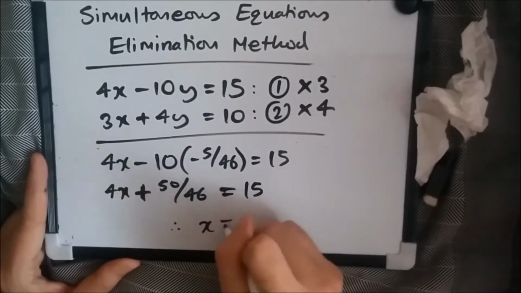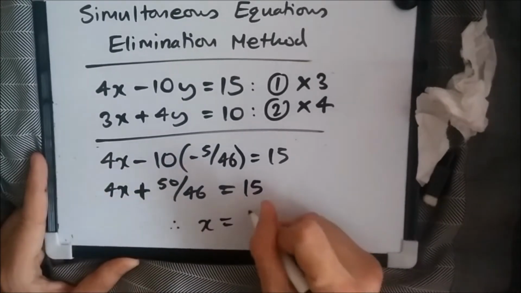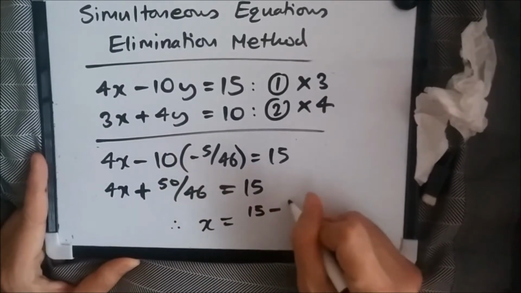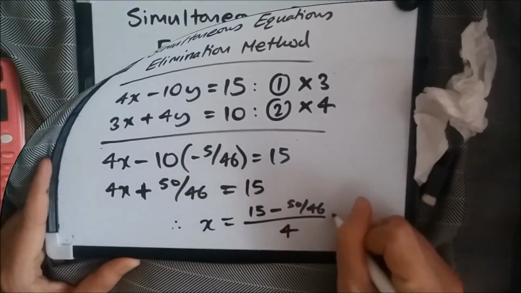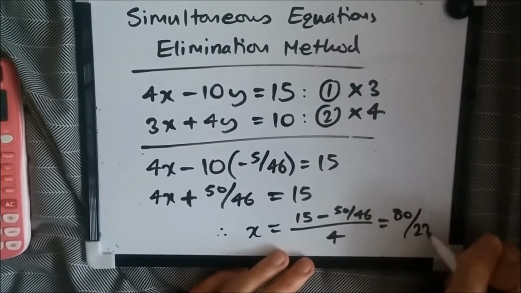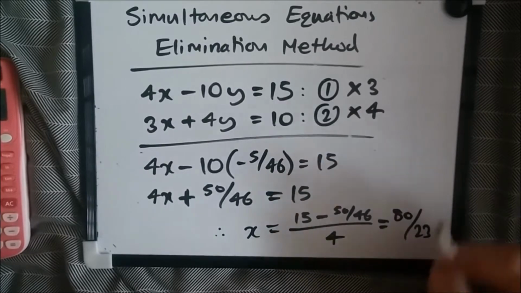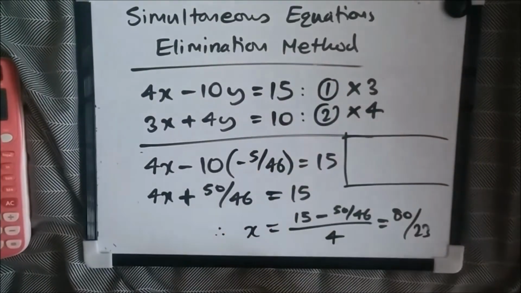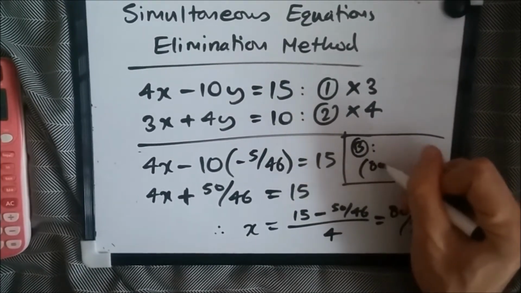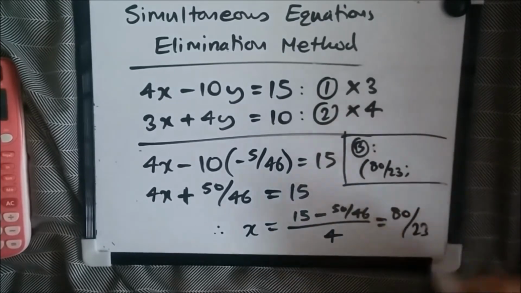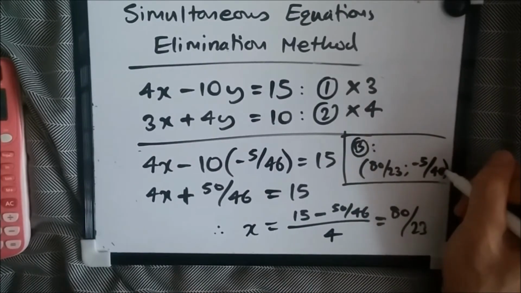So firstly, to find x, we should subtract this across, 50 over 46, and divide it by 4. So what we're saying is 15 take away 50 over 46, all over 4. So 80 over 23. And that's it. We're done. These are the coordinates for the second part. And yes, it doesn't look as nice as whole numbers, but that does happen in maths. Okay, so to write neatly, our x coordinate is 80 over 23, and our y coordinate was minus 5 over 46.